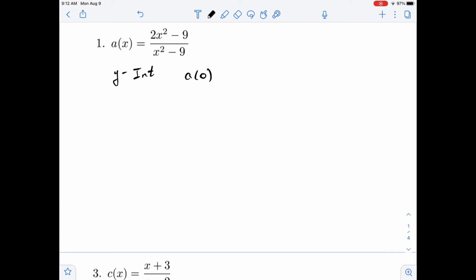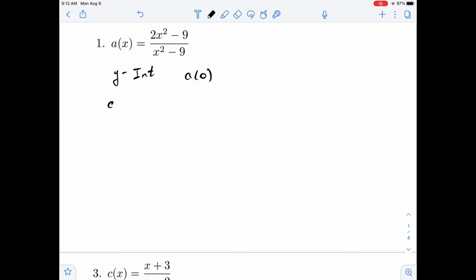The x-intercept is the values of x for which the function is 0. This time it's the value of the function when x is equal to 0. So all I'm going to do is find a of 0. And of course, this doesn't just apply to rational functions. This is just how we would go about finding the y-intercept of any given function.